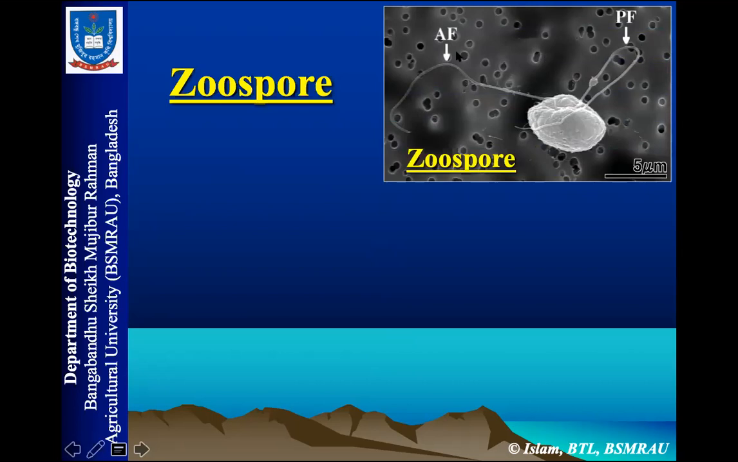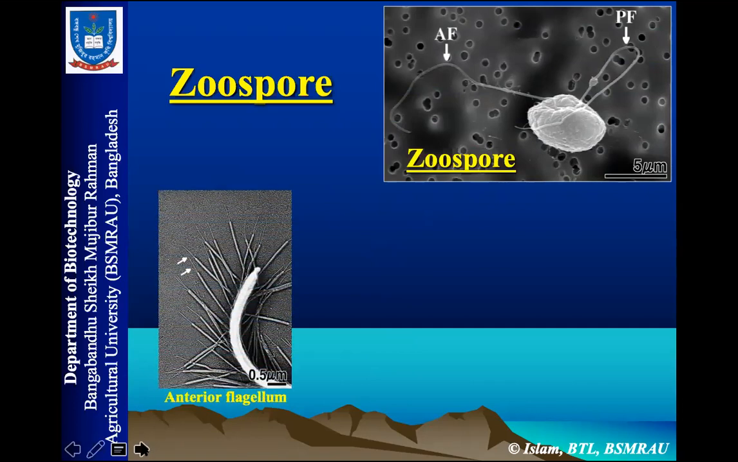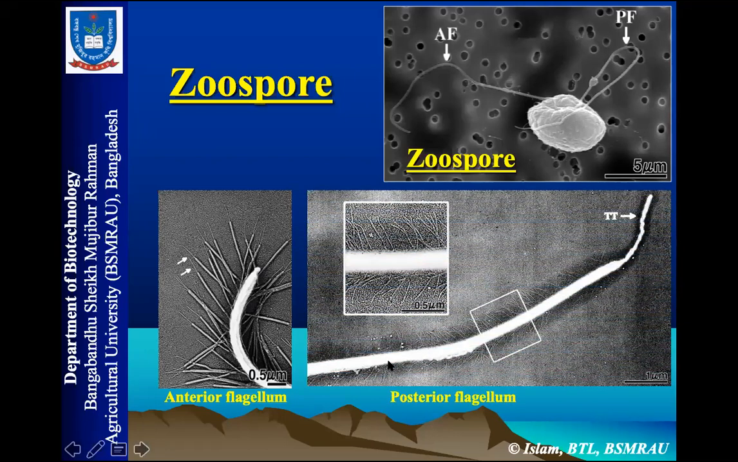This is a scanning electron micrograph I took in Sapporo, Japan. Here you see 5 micrometers, which means the zoospore is around 7 micrometers in length. You cannot see it by naked eye, and with a light microscope you can see only a dot. But here you can see two flagella are present in the zoospore. When we used the transmission electron microscope, we found that the anterior flagellum is covered with fine hairs, each hair divided into two branches. These hairs are used for swimming. And this is the posterior flagellum, used for steering when they swim. So the zoospore is a motile organism.